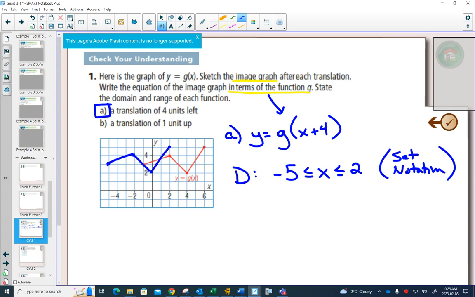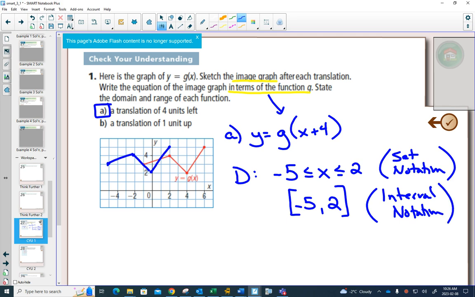We can also write from -5 to 2 in interval notation. In interval notation, we write the -5 and 2. If the value is included, we use square brackets. And that is interval notation.